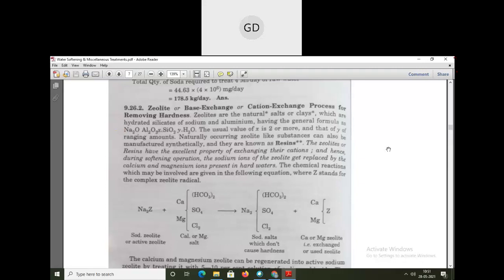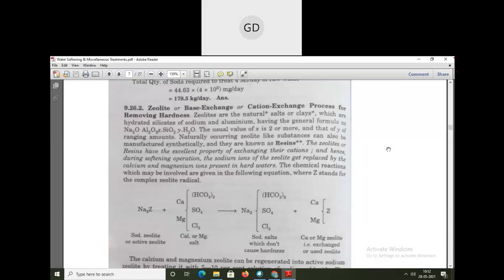Some zeolites occur naturally, and these substances can also be manufactured synthetically, and they are known as resins. Resins are naturally occurring zeolite-like substances that can be manufactured synthetically. These zeolites or resins have the excellent property of exchanging their cations, and hence during the softening operation, the sodium ions of the zeolite get replaced by the calcium and magnesium ions present in hard water.